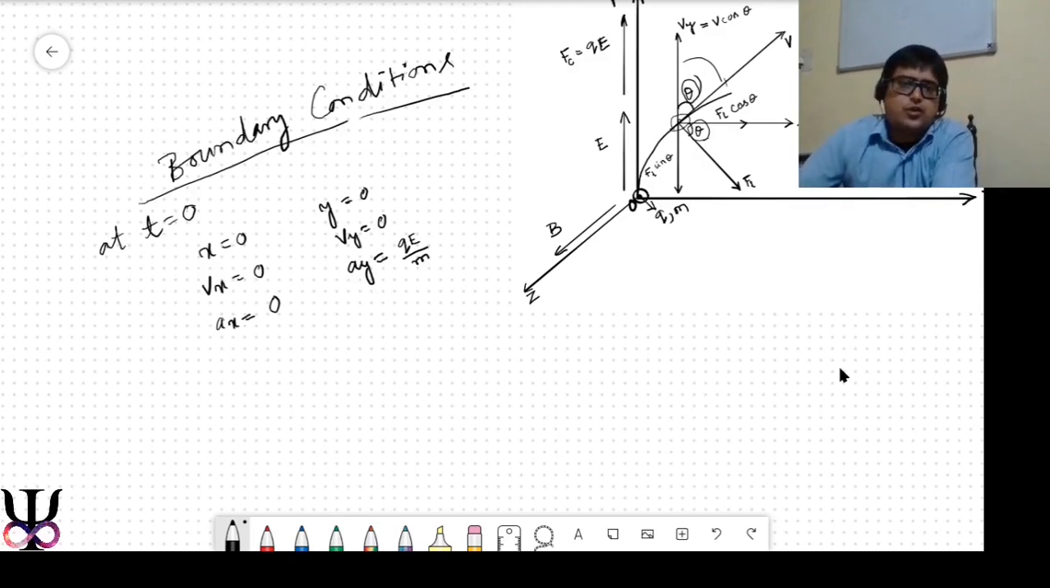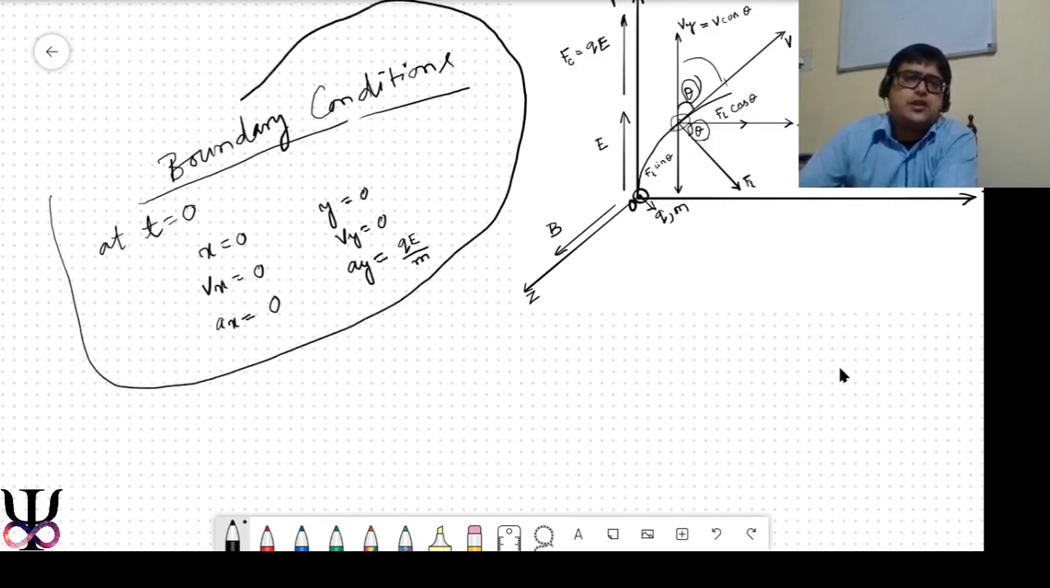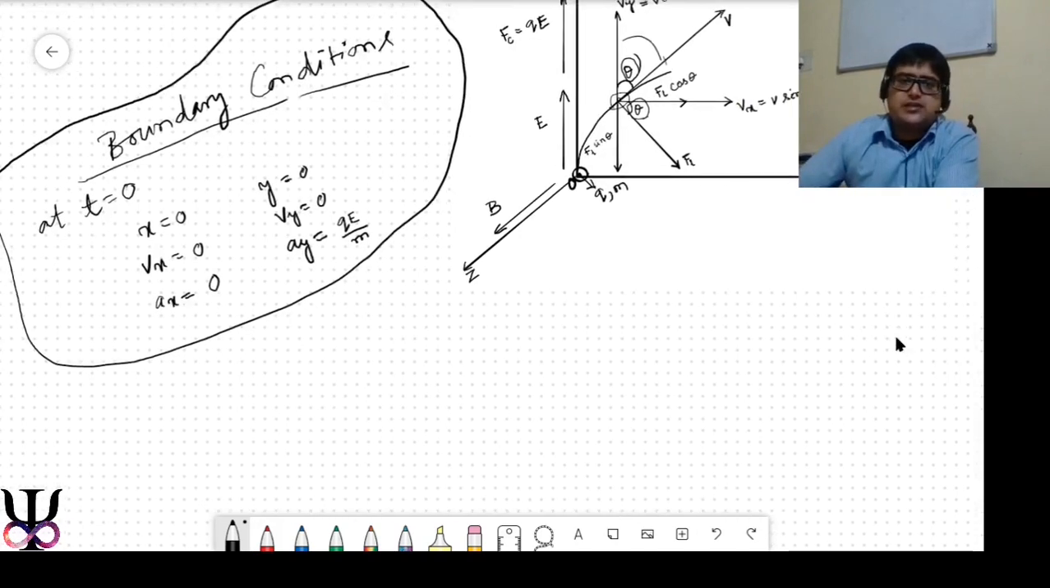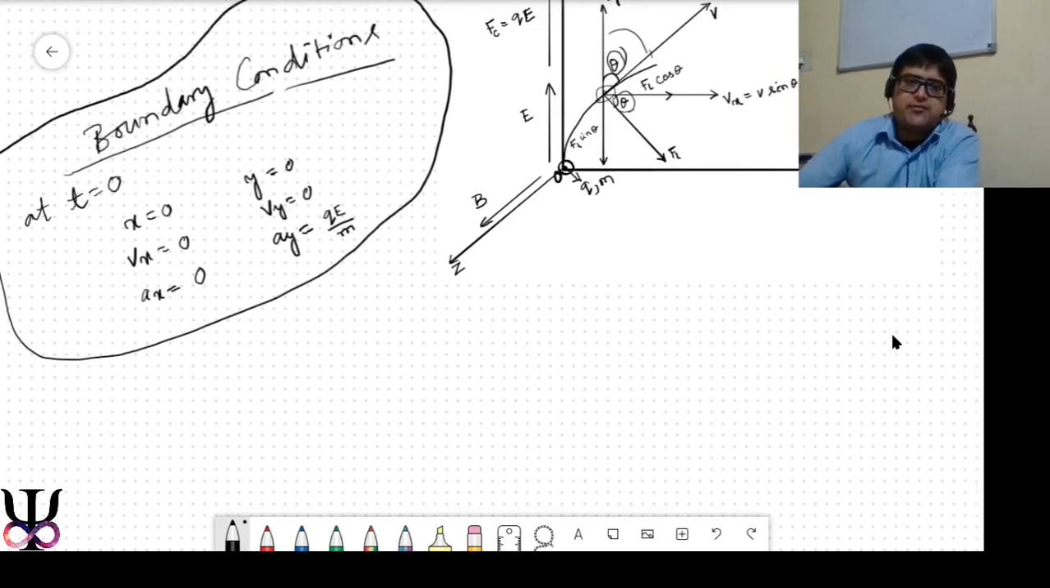So far we know that these are the boundary conditions. We'll come to this particular section later. That sums up what we have for the question, the setting at t equals 0.